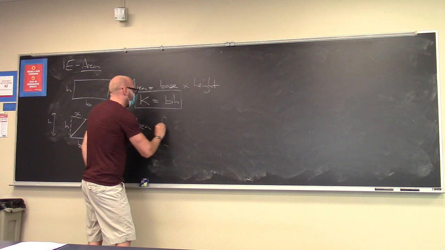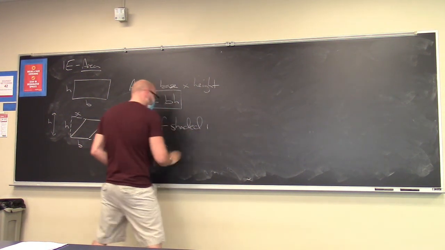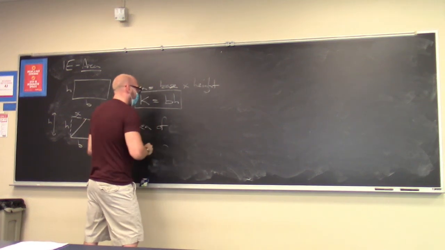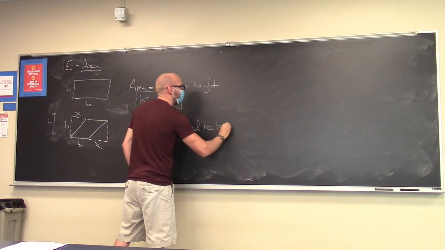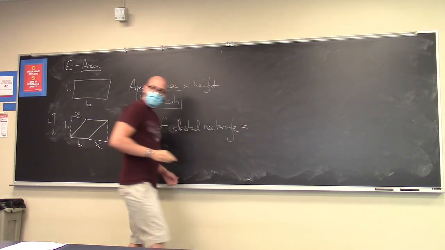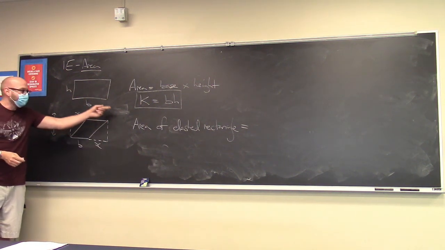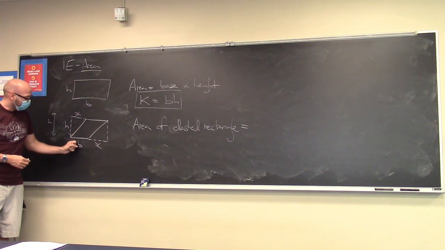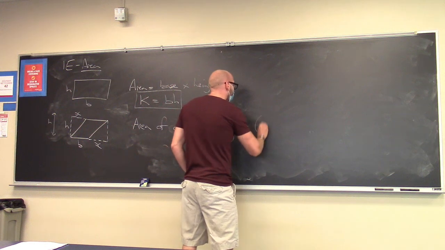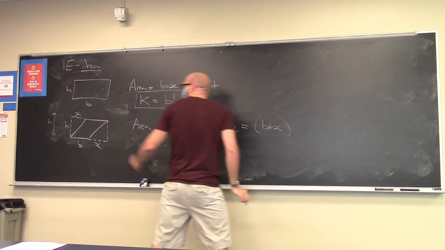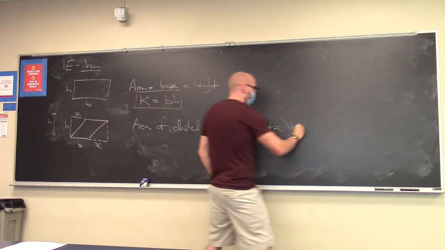So what's the area of the dashed rectangle? It's a rectangle, and we know the formula for the area of a rectangle. The base here would be b plus x, times the height h. Or just bh plus xh.